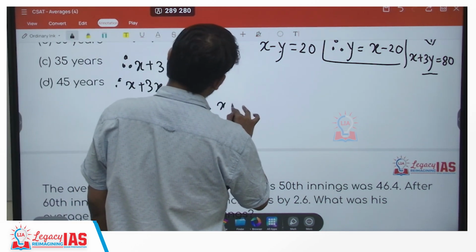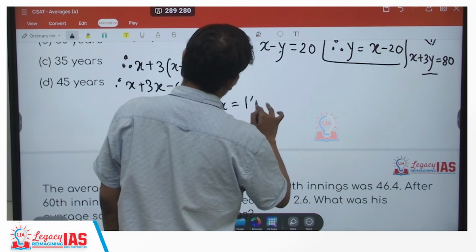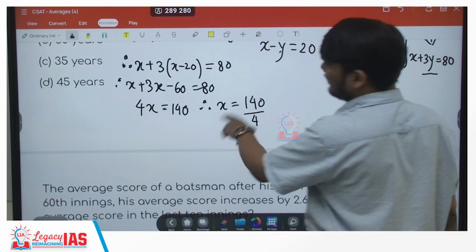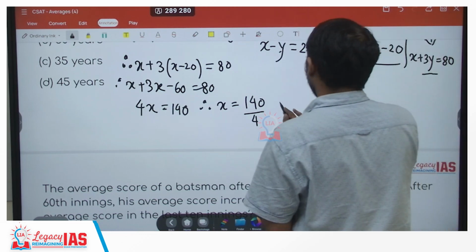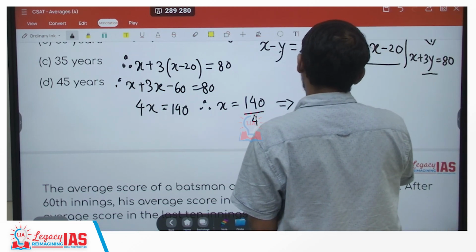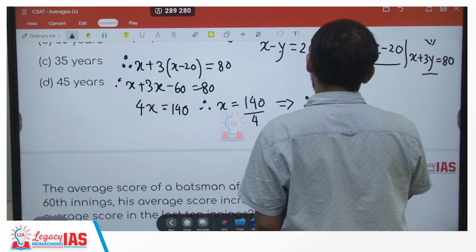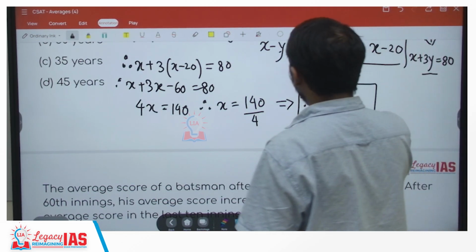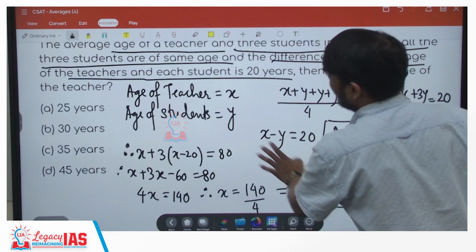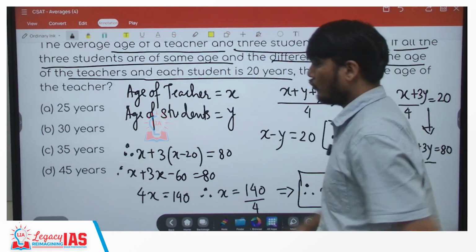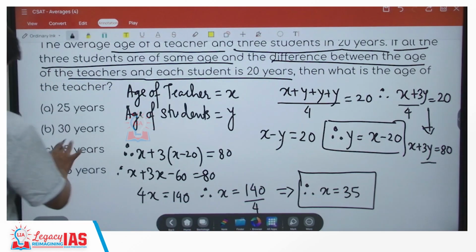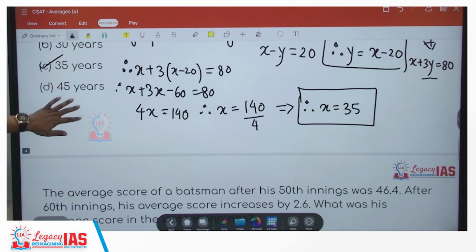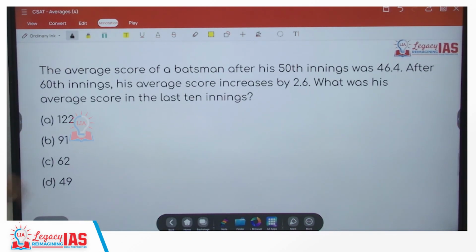Therefore, X is how much? 140 upon 4. 4 35s are 140. So, therefore, X is 35. And guys, what is X? X is the age of the teacher. So the age of the teacher is 35 years, that is option C. So very simple questions are coming in averages.